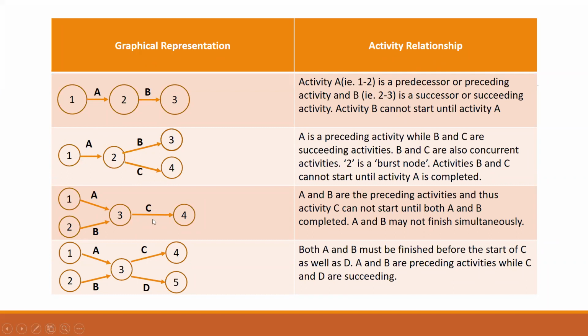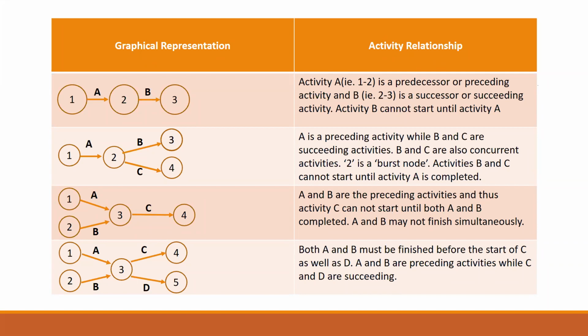Okay. Whereas the third one shows two activities which are coming and merging into your node 3. And until and unless activity A and B get completed, C cannot start. Let us take an example where the activity A takes only 3 days to complete, whereas activity B takes 5 days to complete. Now, in this case, where the duration for both the activities are different, C will start only once the last activity, that is activity B, completes.